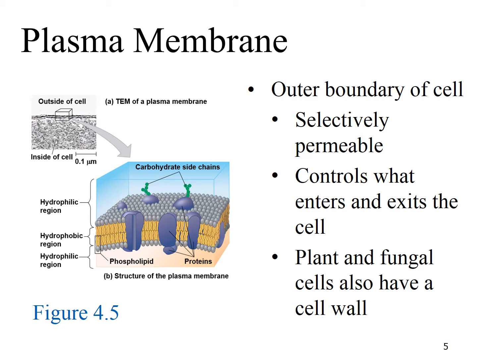When you look at the membrane, you can see it's composed of two layers of phospholipids, and arranged in this phospholipid bilayer are a series of proteins that are randomly arranged throughout it. Some cells, plant and fungal cells, in addition to the plasma membrane, will have an outer structure that provides additional structure and support to the cell, which is called the cell wall. You won't find the cell wall in animal cells.